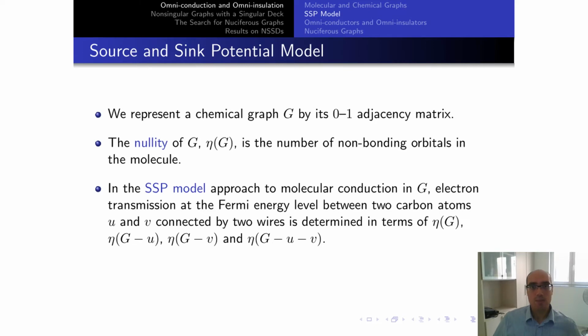Now, what is the SSP model, or the source and sink potential model? In this model, electron transmission at the Fermi level, which means when you have the eigenvalue 0, between two semi-infinite wires connected to any two carbon atoms, is determined by four nullities, basically: the nullity of G itself, the nullity of the graph when you remove vertex U, the nullity of the graph when you remove vertex V, and the nullity of the graph when you remove both vertices U and V.